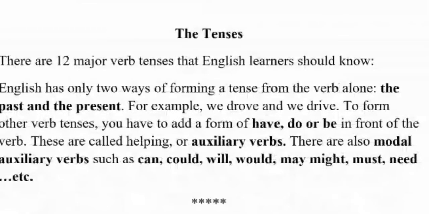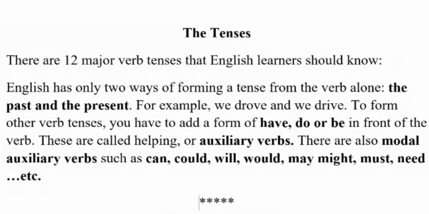Now we have another paragraph about the tenses. So who wants to read? If you go to the second sentence, English has only two ways of forming a tense from the verb alone, the past and the present. Meaning what? When we use the past tense or the present tense, we don't have to have an auxiliary verb. We can just use the verbs themselves. We don't have to add any helping verbs.